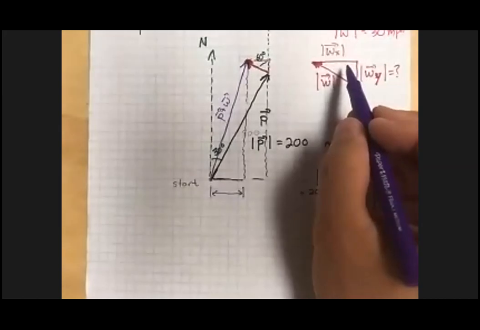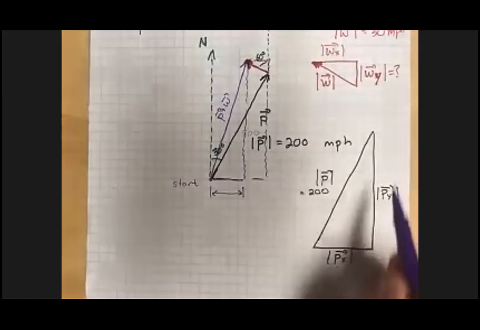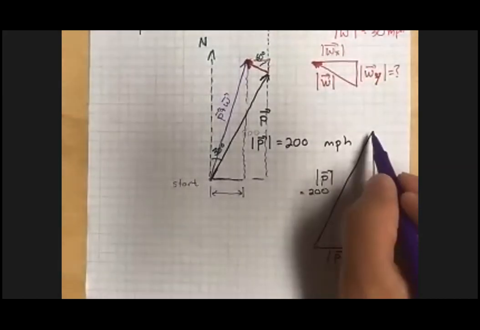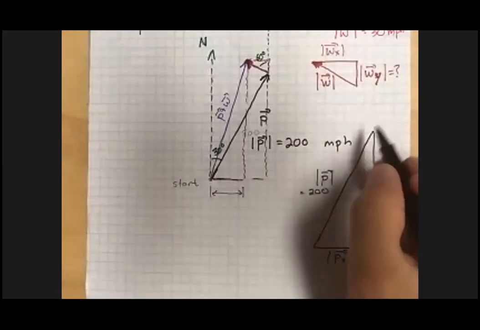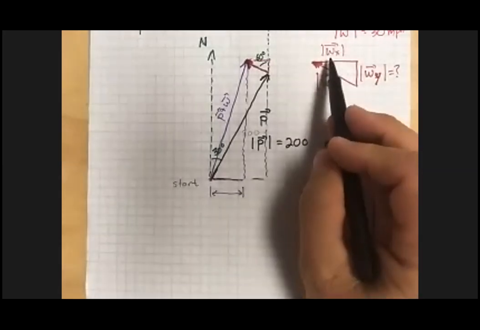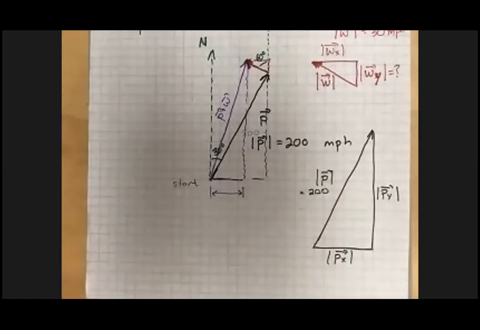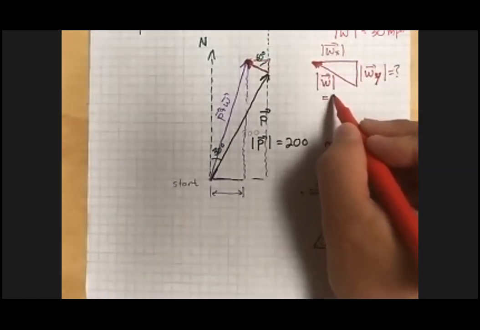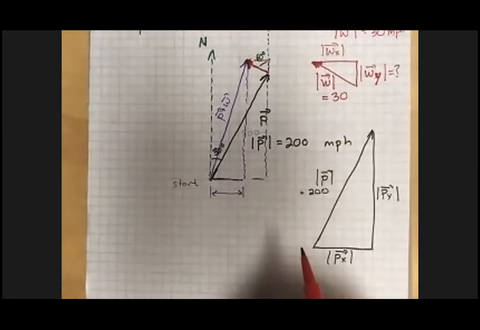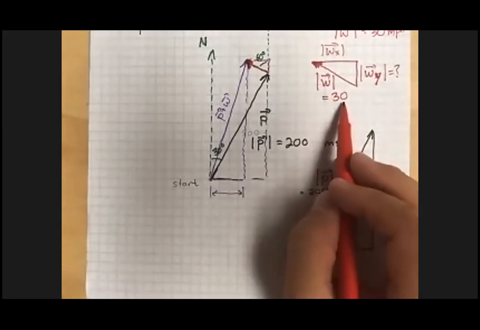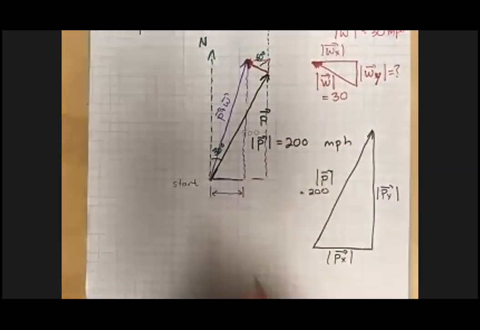So I need to find these horizontal and vertical components of these two vectors. And that's kind of why I need these crazy names, just to keep all the players straight. I know the magnitude of the wind is 30 miles per hour. So now let's assign some angles.